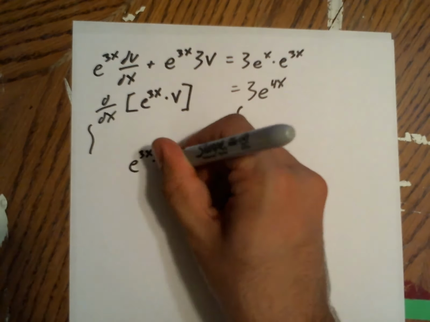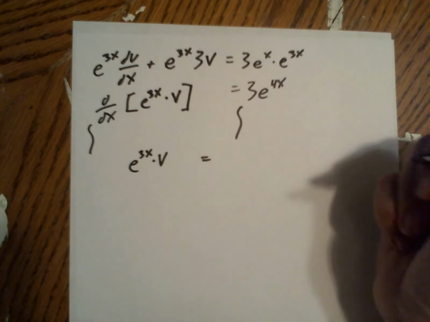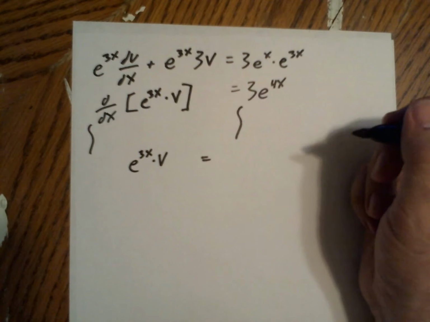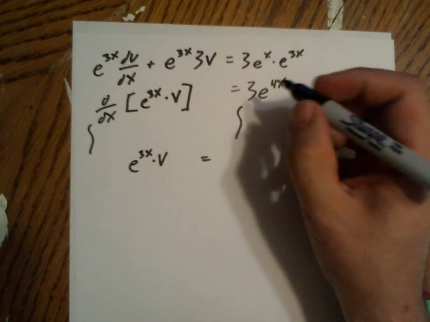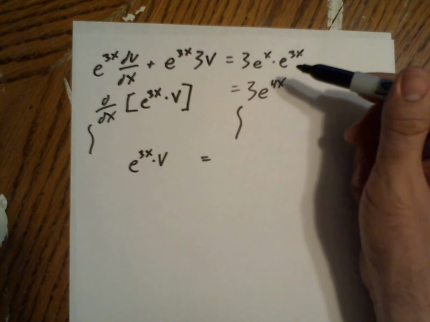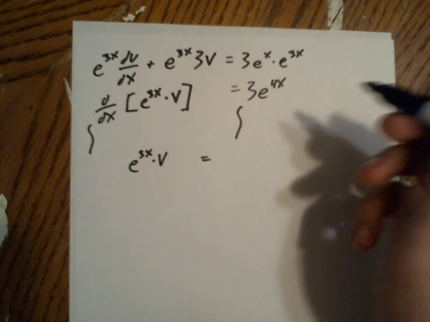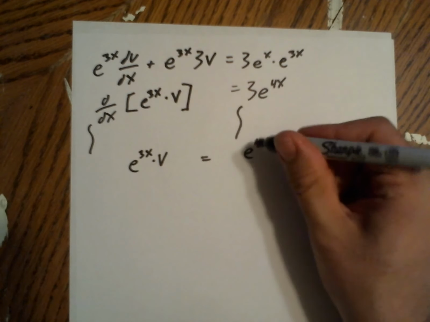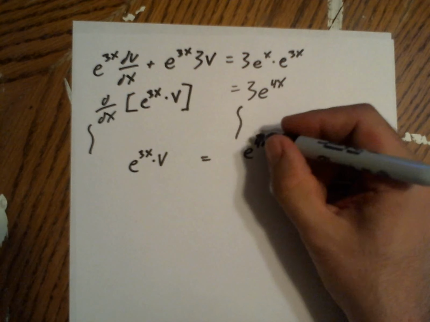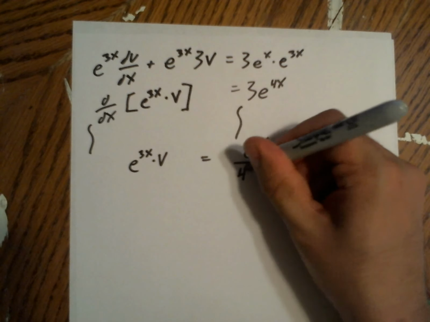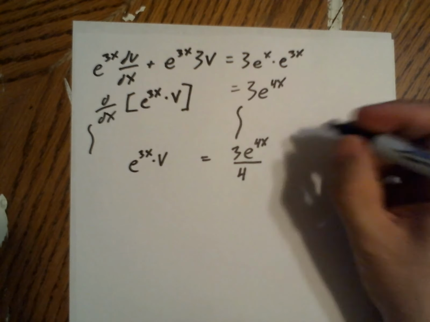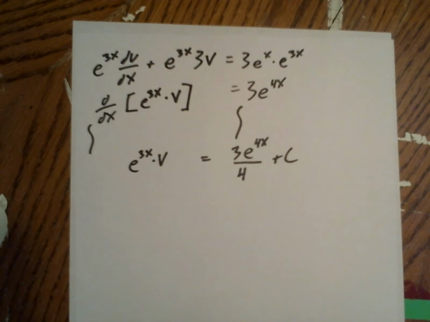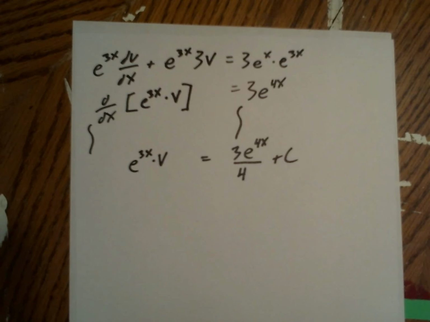Okay, so integrating e to the 4x. I pulled out that 3. Well, if I integrate e to the 4x, I'm just going to get e to the 4x over 4. I'll put that 3 back there. So plus c like that. Okay. Alright, so there I'm at right there.